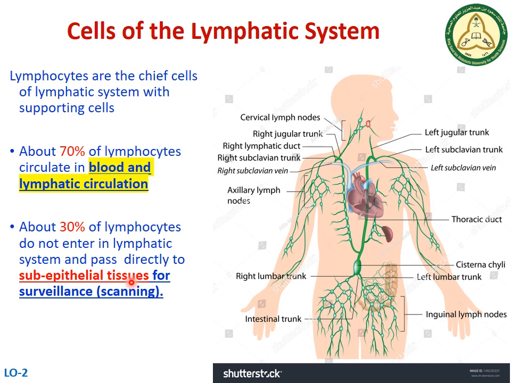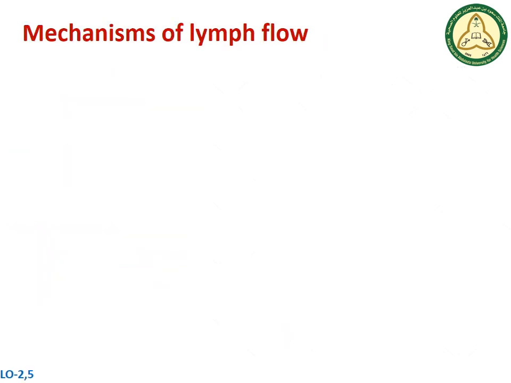Below the epithelium, you will find the aggregation of T and B lymphocytes. So what is passing above the epithelium, they can scan it, whether it is harmful to the body or not. Mechanism of lymph flow. How the lymph flows.